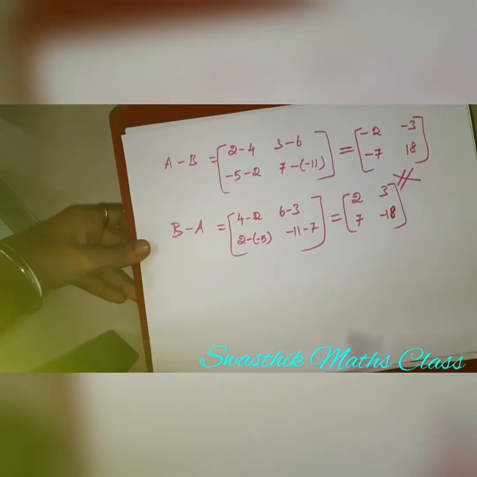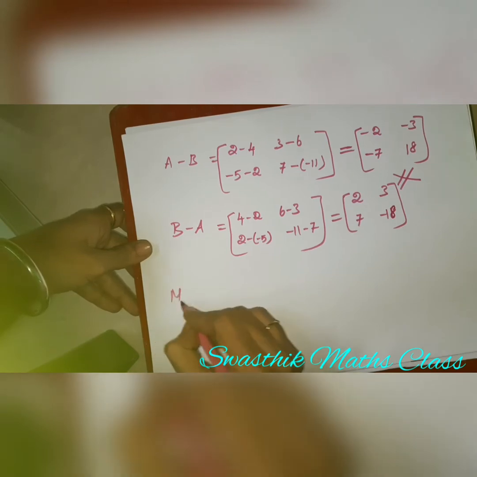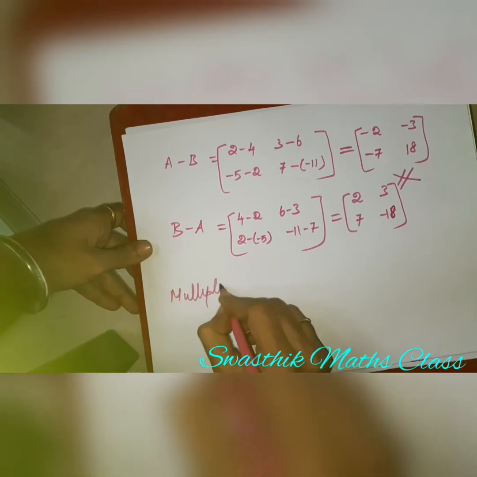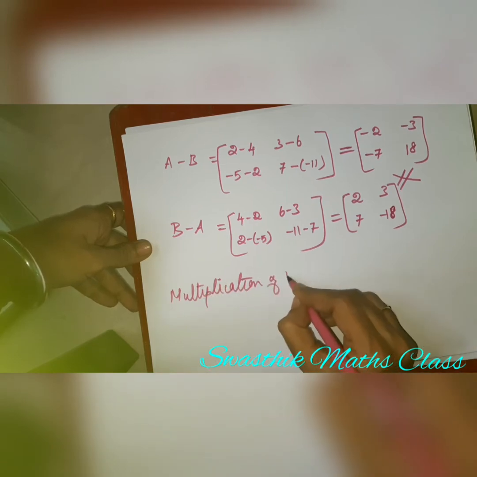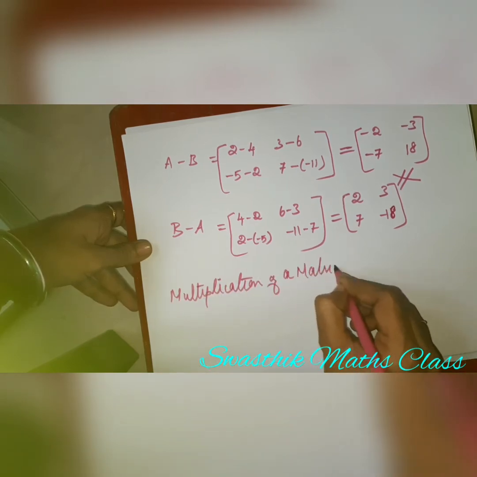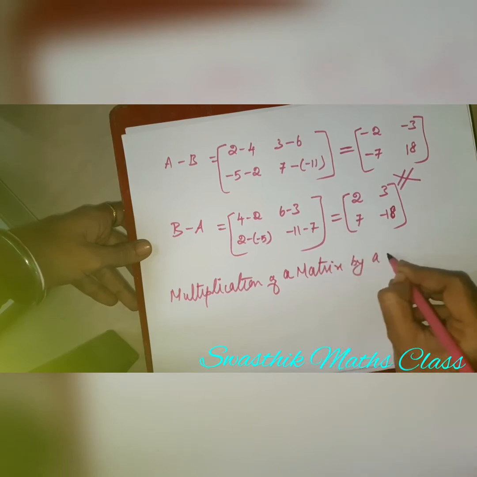Okay, what is our next operation? The third operation is multiplication of a matrix by a number. Multiplication of a matrix by a number.